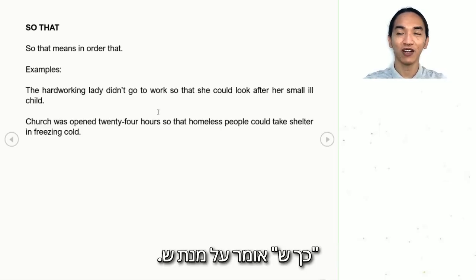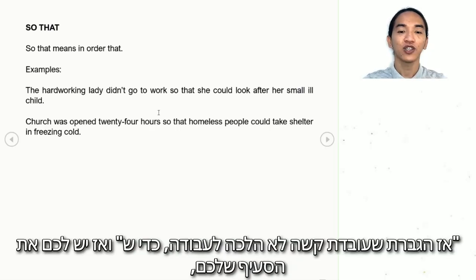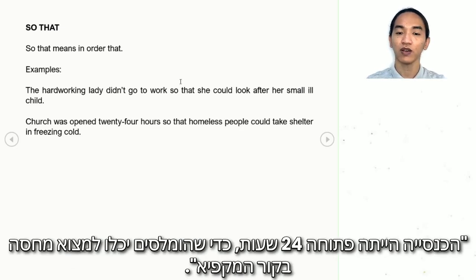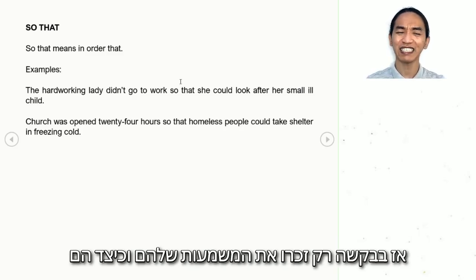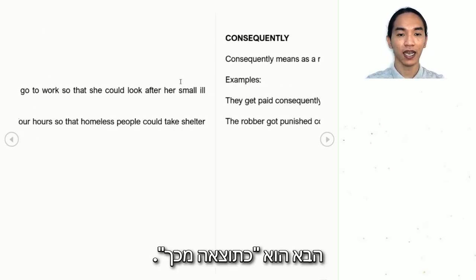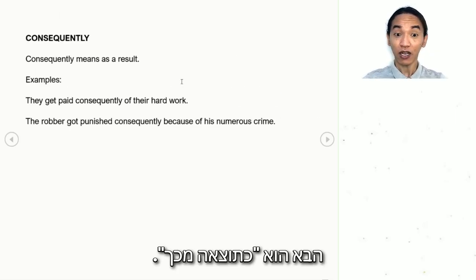All right, next we have so that. So that means in order that. Okay, so the hardworking lady didn't go to work so that, and then you have your clause, so that she could go look after her small ill children. So church was open 24 hours so that, for the purpose of, homeless people could take shelter in freezing cold. All right, so please just remember its meaning and how it is used in these sentences.